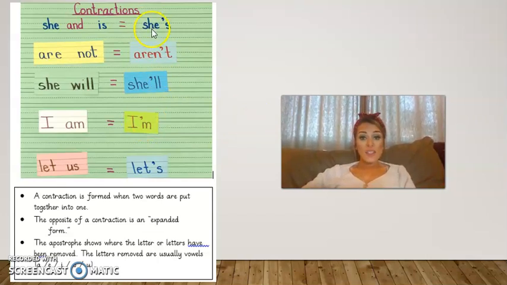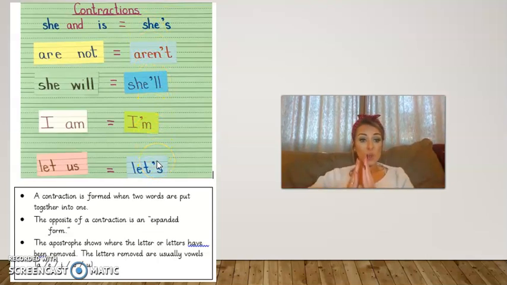So that is this side, these are all contractions. Remember, the contractions are the smaller ones. And on this side, where they're bigger, we've got two words instead of one. We call those expanded forms. So I'm going to show you.